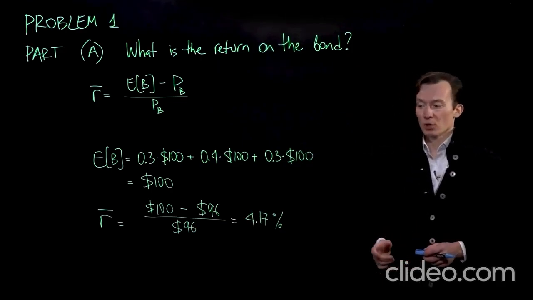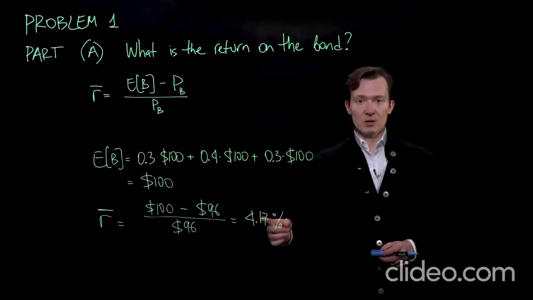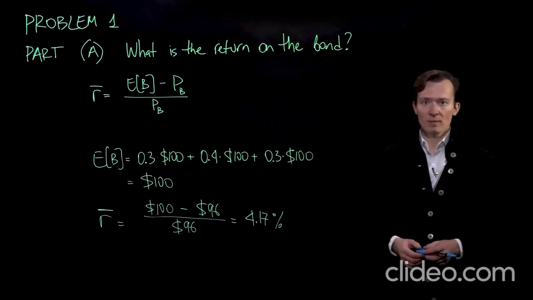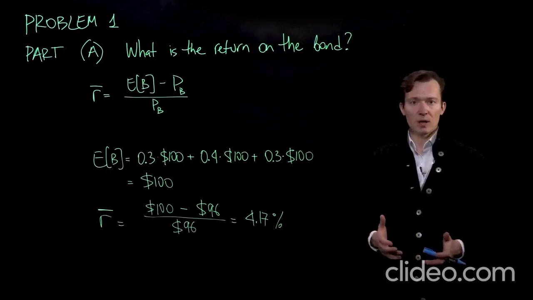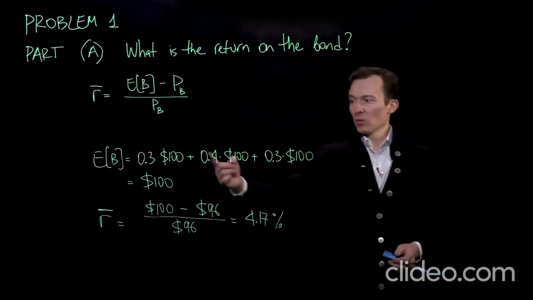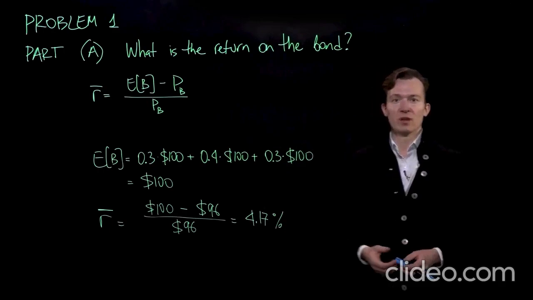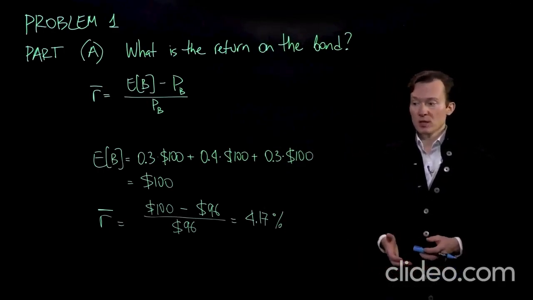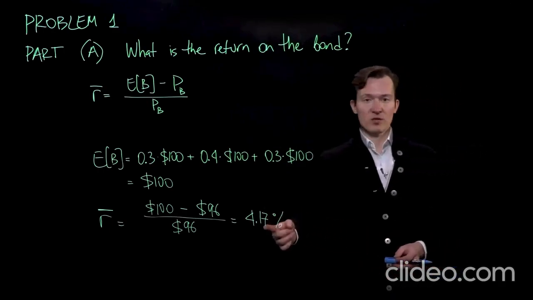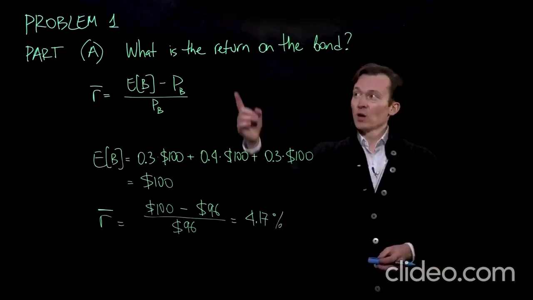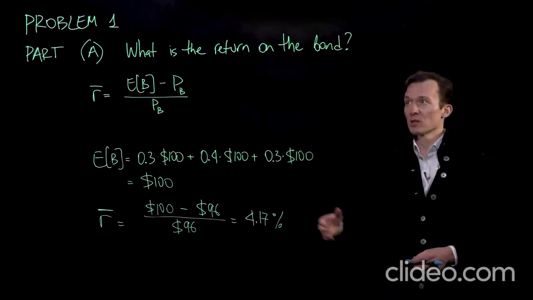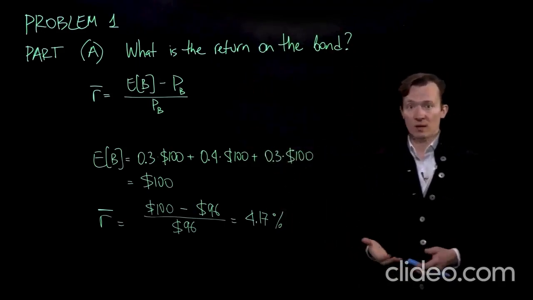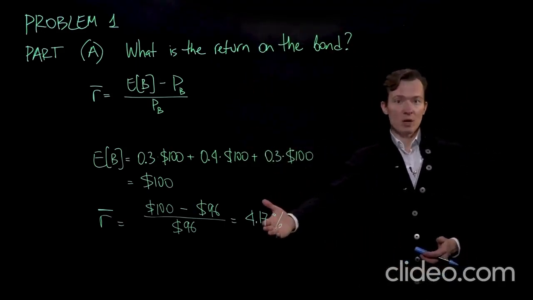Note that this return of 4.17% is guaranteed. Why? Because there is no uncertainty in what payoff we will get from holding this bond next period. We're going to get $100 regardless of which state of nature is realized. So in this sense, this return is risk-free. Note that in the question, we didn't ask what is the expected return. We just asked what is the return on the bond, because again, this return is guaranteed to us.